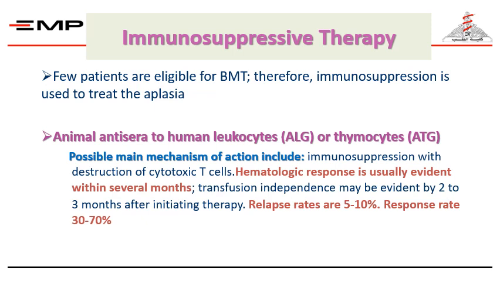Immunosuppressive therapy is for moderate and severe patients with aplastic anemia. This includes animal antisera to human leukocytes or thymocytes. The possible main mechanism of action includes immune suppression with destruction of the cytotoxic T cells. Hematological response is usually evident within several months. Transfusion independence may be evident by 2 to 3 months, but the relapse rate is 5 to 10%, and the response rate is 30 to 70%.